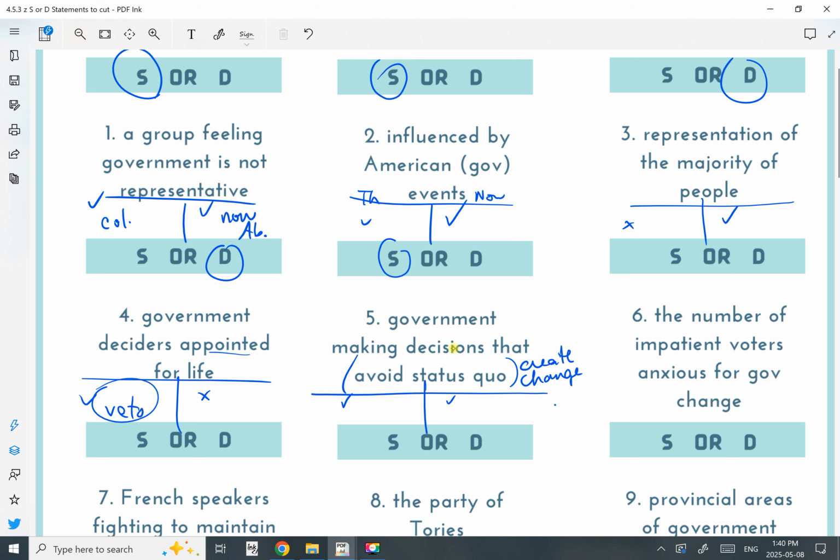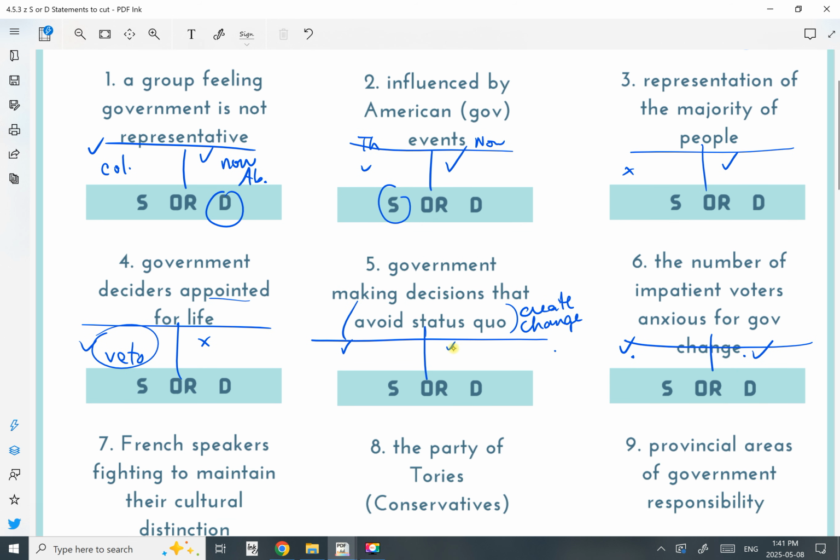The number of impatient voters anxious for government change. Similar, yes, because then you had people who went so far as to use violence. You had rebels and stuff like that. Have we had some kind of demonstration in the last 4 years where people were impatient for change through the democratic way? Yes, because that was the Freedom Convoy, right? Yeah. So similar. So you're seeing how this assignment works?